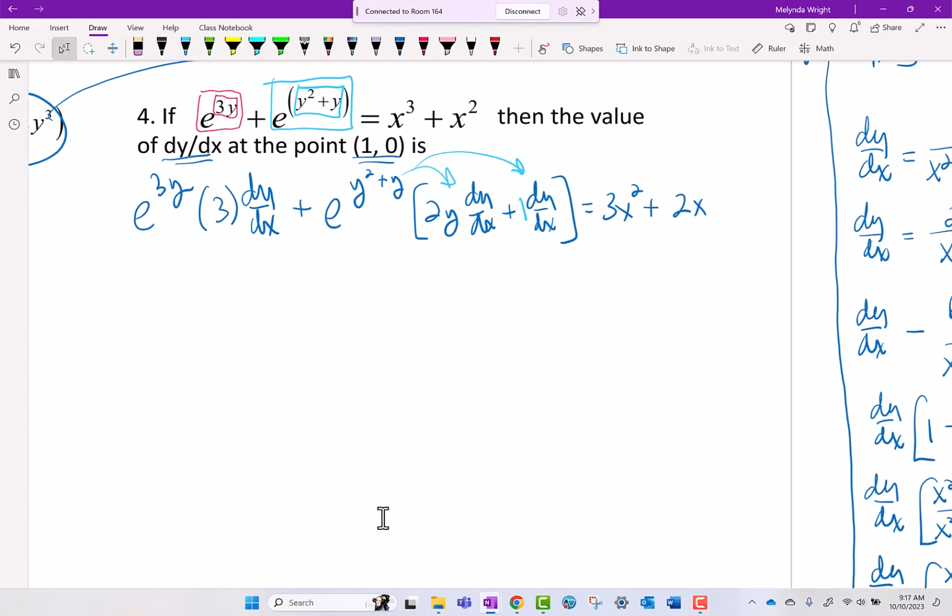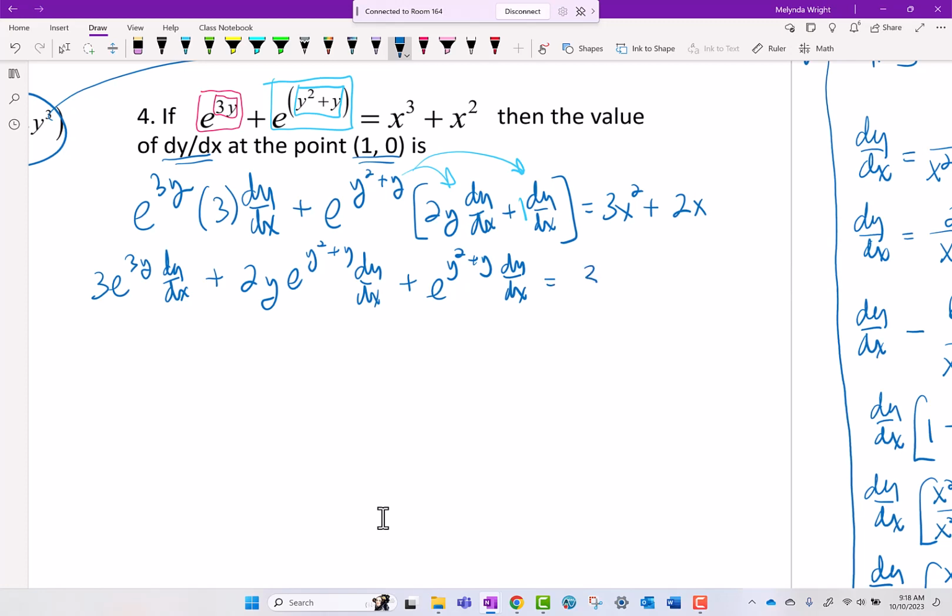Okay, anything else? All right, so now let's get our dy/dx's together. So we've got 3e^(3y) dy/dx. I just rewrote the order of it, so it's a little easier to deal with. Plus, now I'm going to distribute. So I've got 2y e^(y²+y) dy/dx plus e^(y²+y) dy/dx. See all this delightful algebra? Equals 3x² + 2x. Yeah, the calculus was just in the first step.